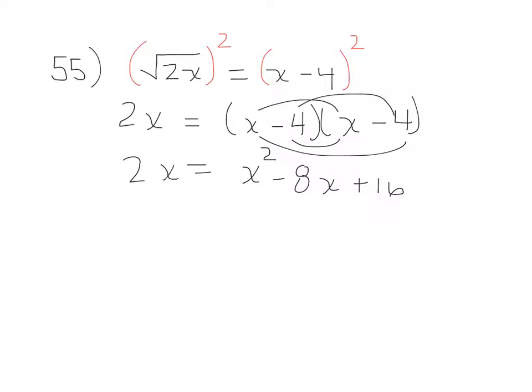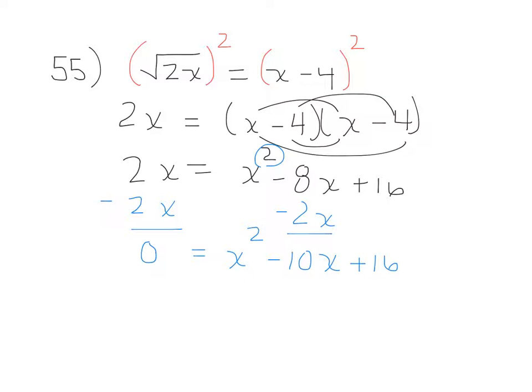So now it's obviously a quadratic equation, and we can see that because the highest degree on any x is 2. So when solving quadratic equations, we need to get it equal to 0. So we'll need to subtract 2x from both sides. And by doing so, we'll have 0 is equal to x squared minus 10x plus 16.